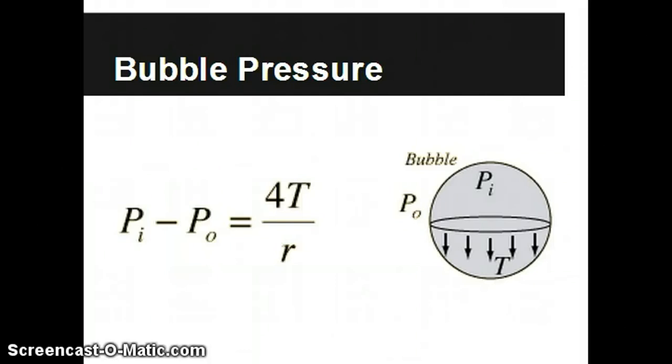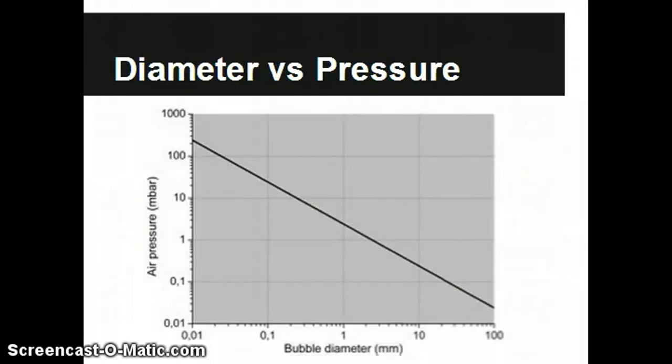This relationship can also be seen in a graph. As you can see in this graph, as the bubble diameter increases, the air pressure inside the bubble decreases. Note that this is not a linear relationship because the graph is in log scale.